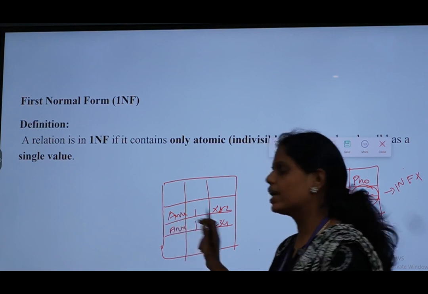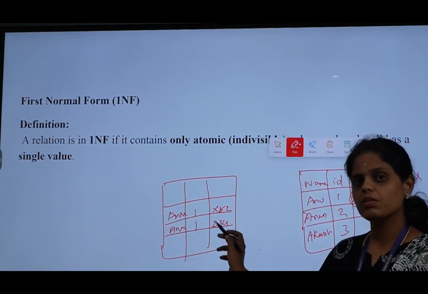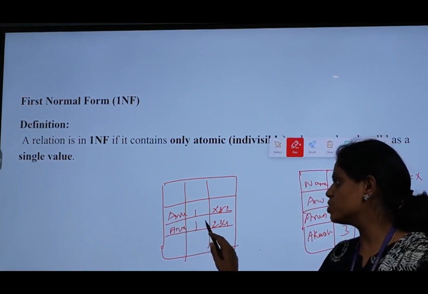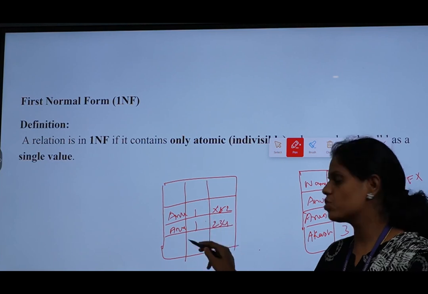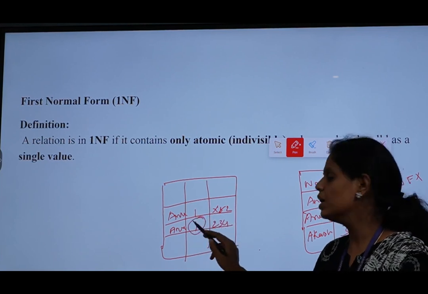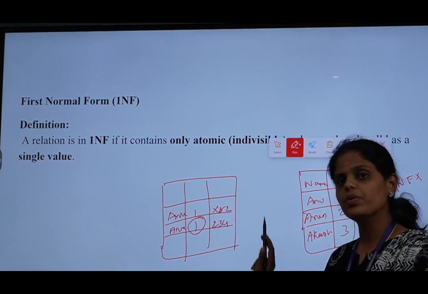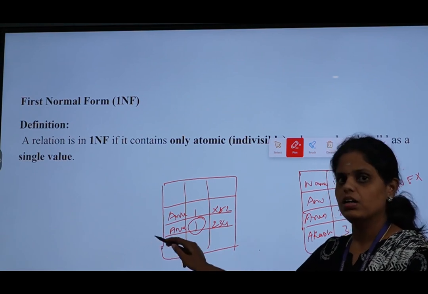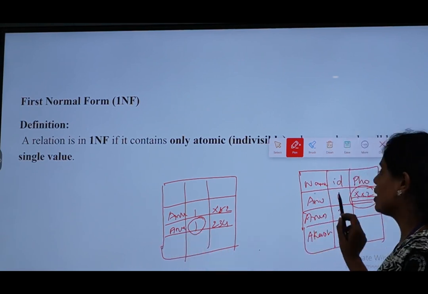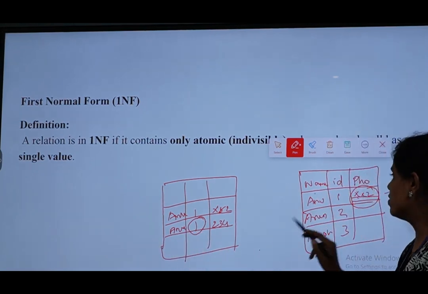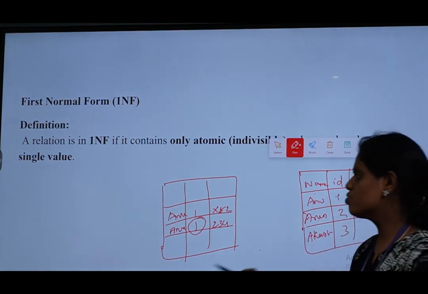If ID is the primary key, we decompose this into a new table based on the primary key. The attributes name and ID will be in one relation, and the other relation will have ID and phone number. This is for your 1NF.